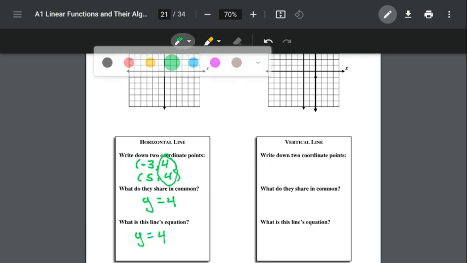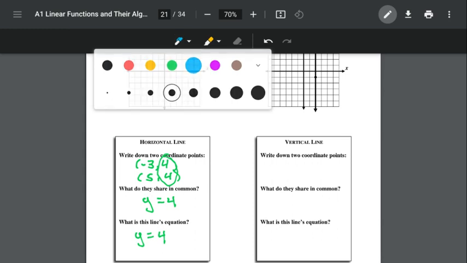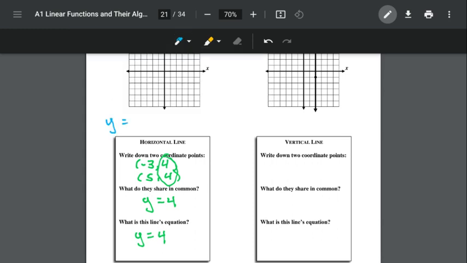Now, if you want to relate this back to y equals mx plus b, it's actually y equals up 0 over 1x plus 4. So this just cancels out. That's why you're left with y equals 4.